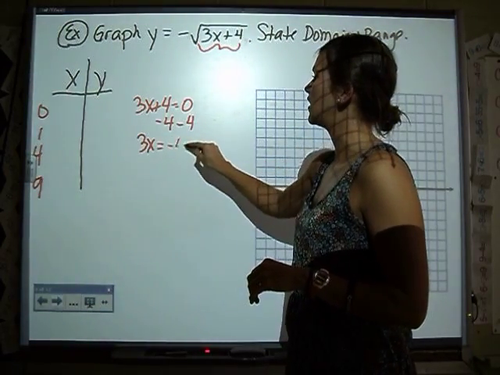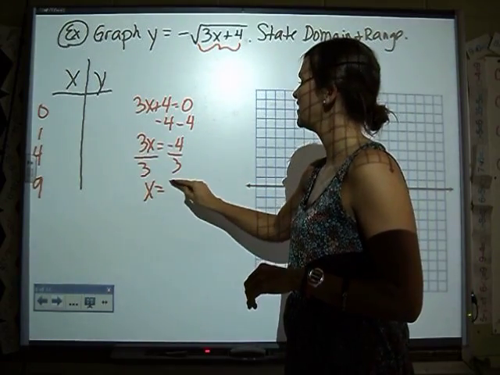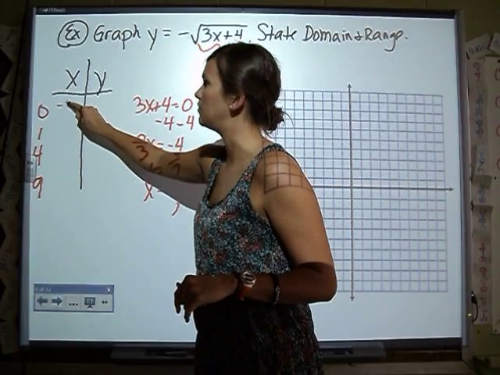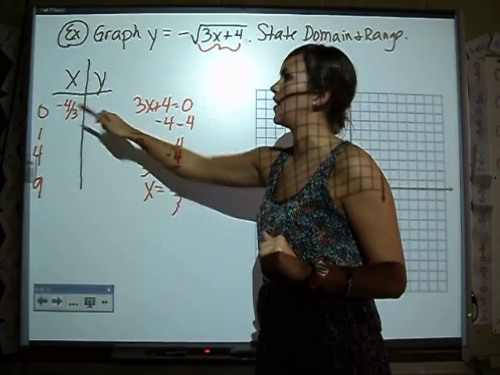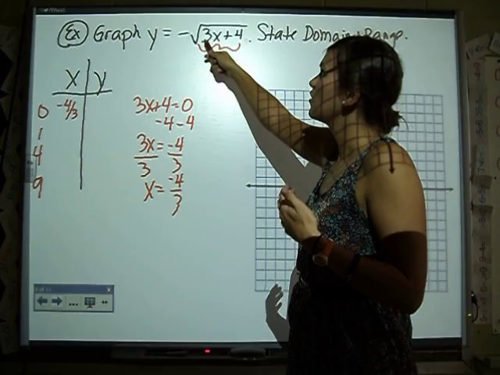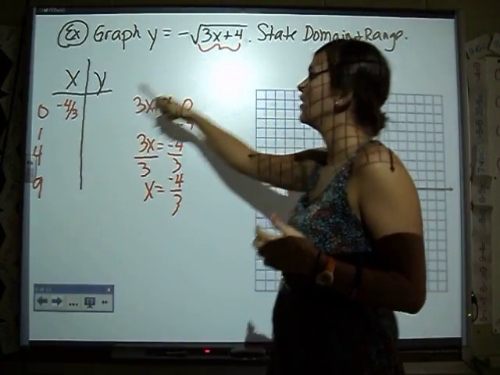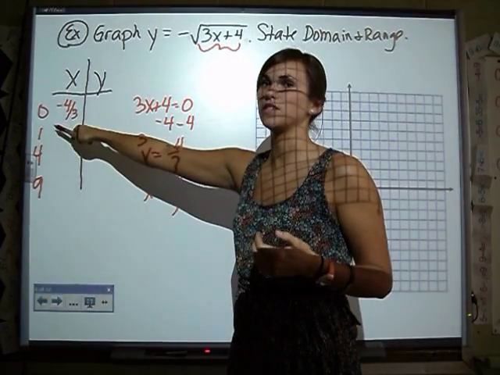3x equals negative 4, divided by 3, so x equals negative 4/3. That's telling me what my x value should be. Now, when I plug in negative 4/3, I get 3 times negative 4/3, which is negative 4, plus 4, which is 0. That's what we designed it to be. We designed this square root to equal 0.